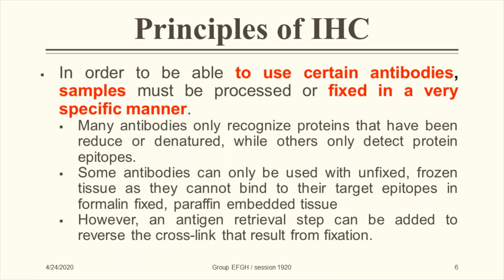In order to use certain antibodies, samples must be processed or fixed in a very specific manner. Many antibodies only recognize proteins that have been reduced or denatured, while others only detect native protein epitopes. Some antibodies can only be used with unfixed frozen tissue as they cannot bind to the target epitopes in formalin-fixed paraffin-embedded tissue. However, an antigen retrieval step can be added to reverse the cross-links that result from fixation.